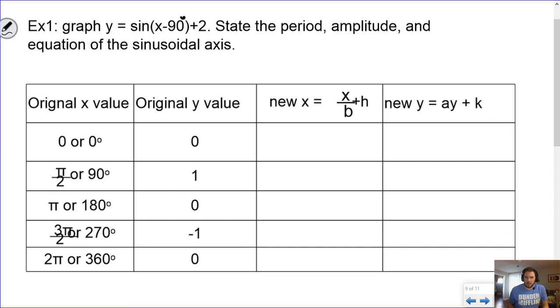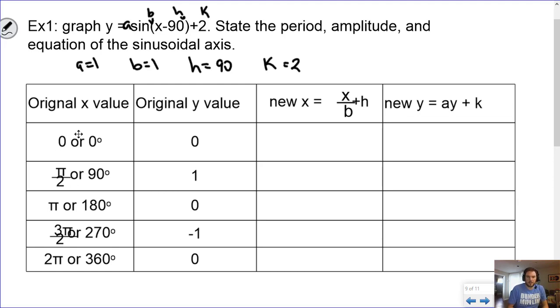So what we get here is we're going to take our x values, divide them by b, and add h. So we're going to take this 0 degrees, divide it by 1, right? B is 1 here, the number that's in front of my bracket. So a is 1, b is 1, h is 90, and k is 2, right? We get our a, our b, our h, and our k.